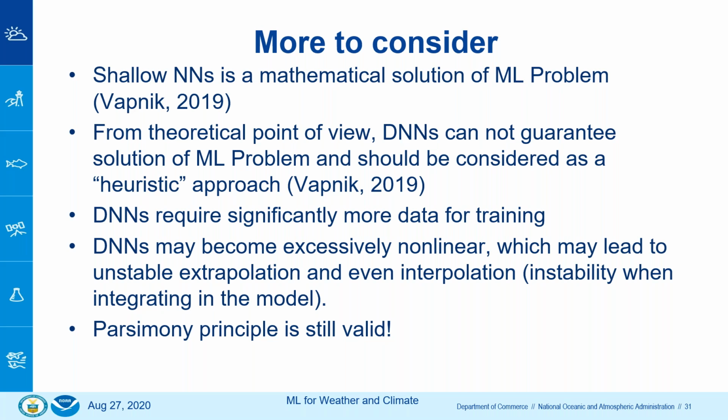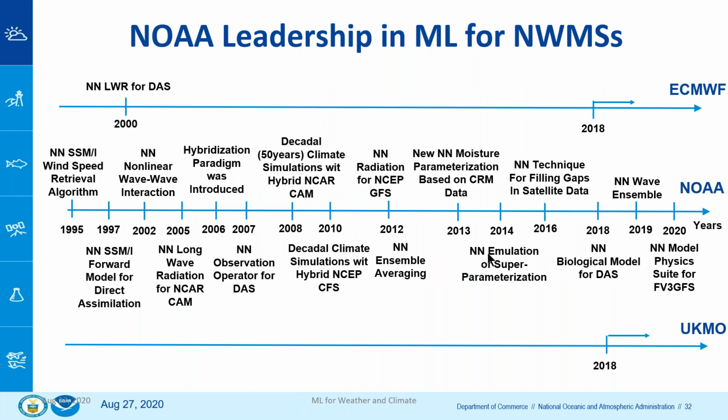And there are a lot of works we recently published which report such kind of instability with deep neural nets. So again, it doesn't mean that they shouldn't be used, but you need to remember that the parsimony principle is still valid, and the complexity and nonlinearity of your machine learning model shouldn't exceed the complexity and nonlinearity of the system which you model.